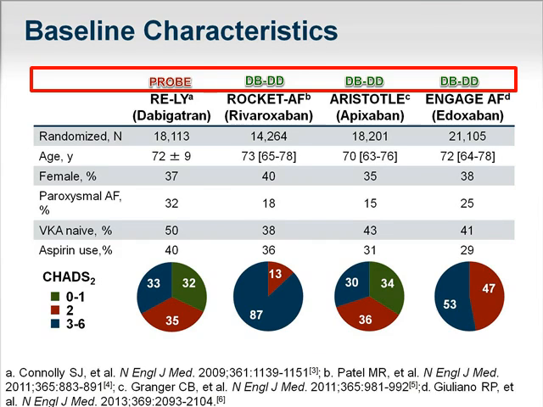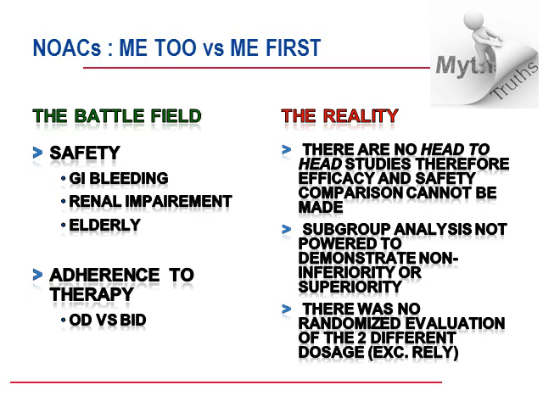Also, the second thing is to look at the patients. In RELY and in ARISTOTLE, we have different kinds of patients. In the Rivaroxaban trial, the patients usually are severe patients, and this is important in choosing one anticoagulant or another. Which are the main issues when we try to compare the NOACs? First of all, safety: gastrointestinal bleeding, renal impairment, age. And second, adherence to therapy, comparing once daily versus twice daily.